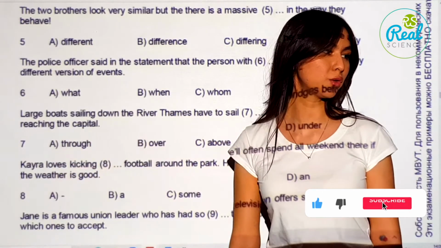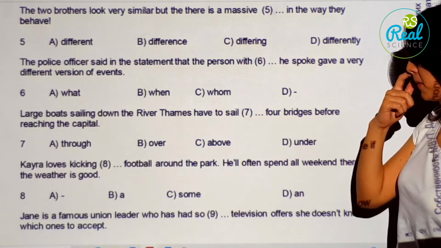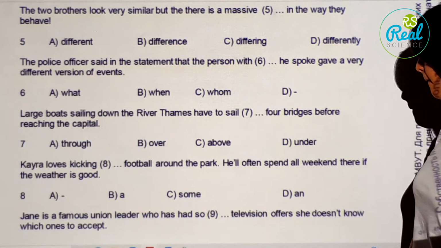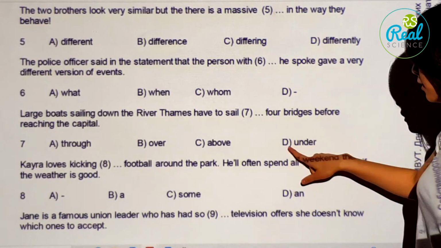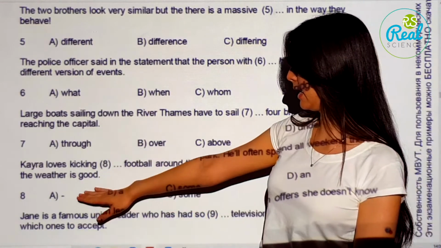Good. Sevens, who wants to read? Large boats sailing down the river Thames have to sail under 4 bridges before reaching the capital. Yeah, under, not above. Yes, not through, not over. Okay, nice.